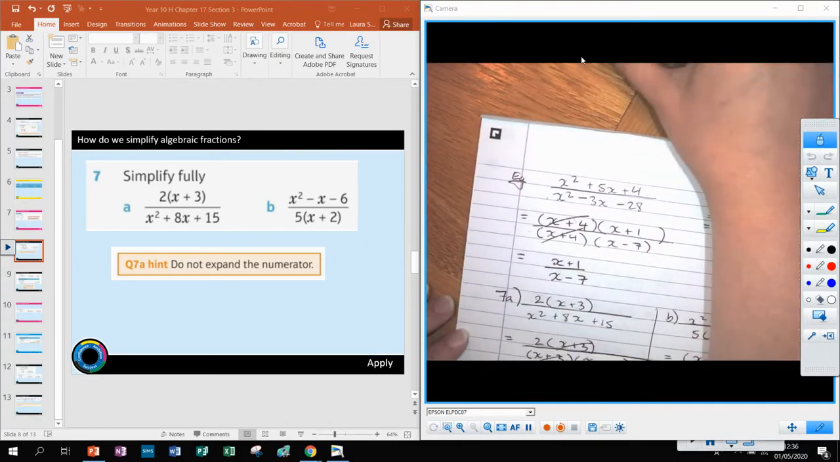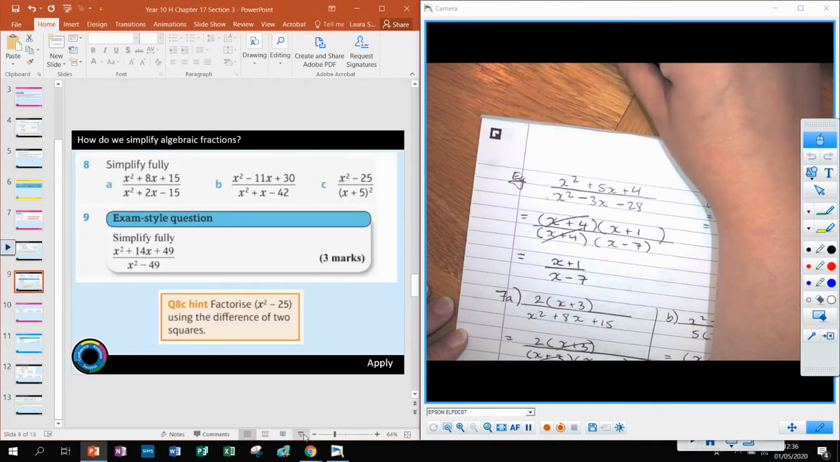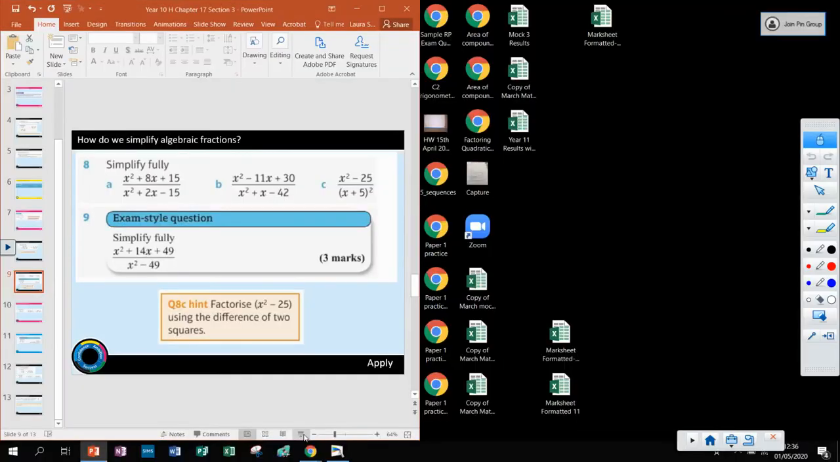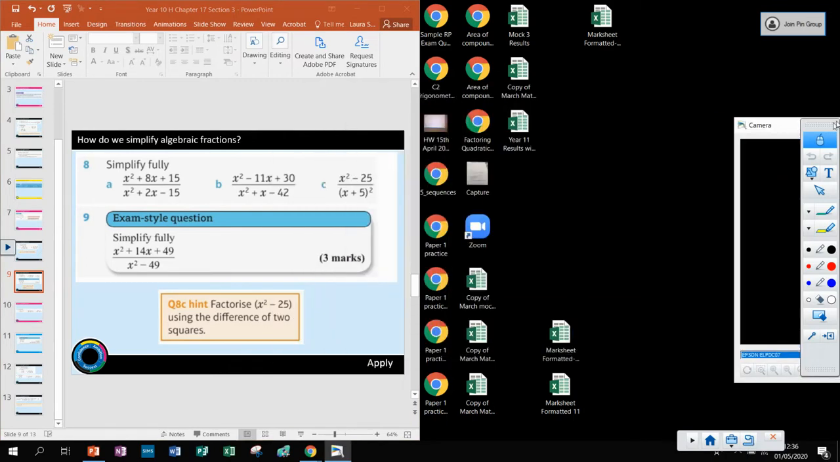Right, so let's move you to full screen again. I'd like you to try all of these questions here. So you're going to need to press pause, please, and have a go. Okay, well done on that. Let's take a look at the solutions together.